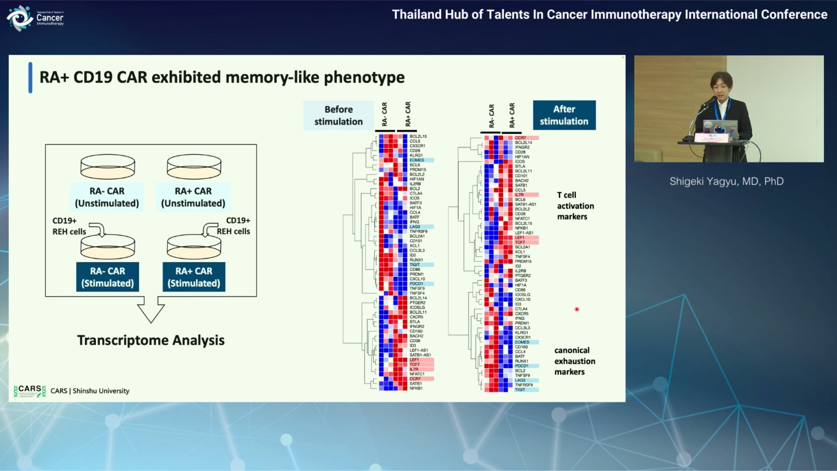We checked the immune exhaustion profiles of RA plus or RA minus CD19 CAR T cells with or without antigen stimulation by transcriptome analysis. As you can see here, before stimulation, RA plus CAR T cells showed less expression of canonical exhaustion markers, as highlighted in blue, and these exhaustion profiles were even maintained after the antigen stimulation, as you can see on the right.